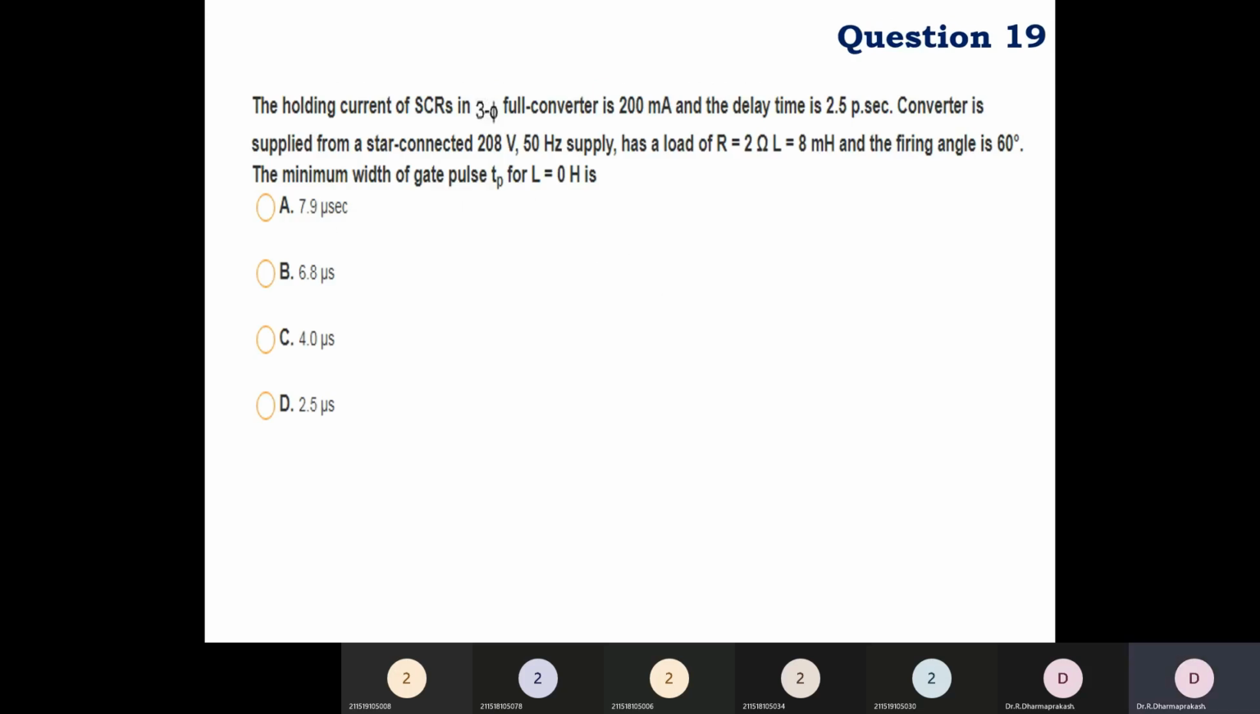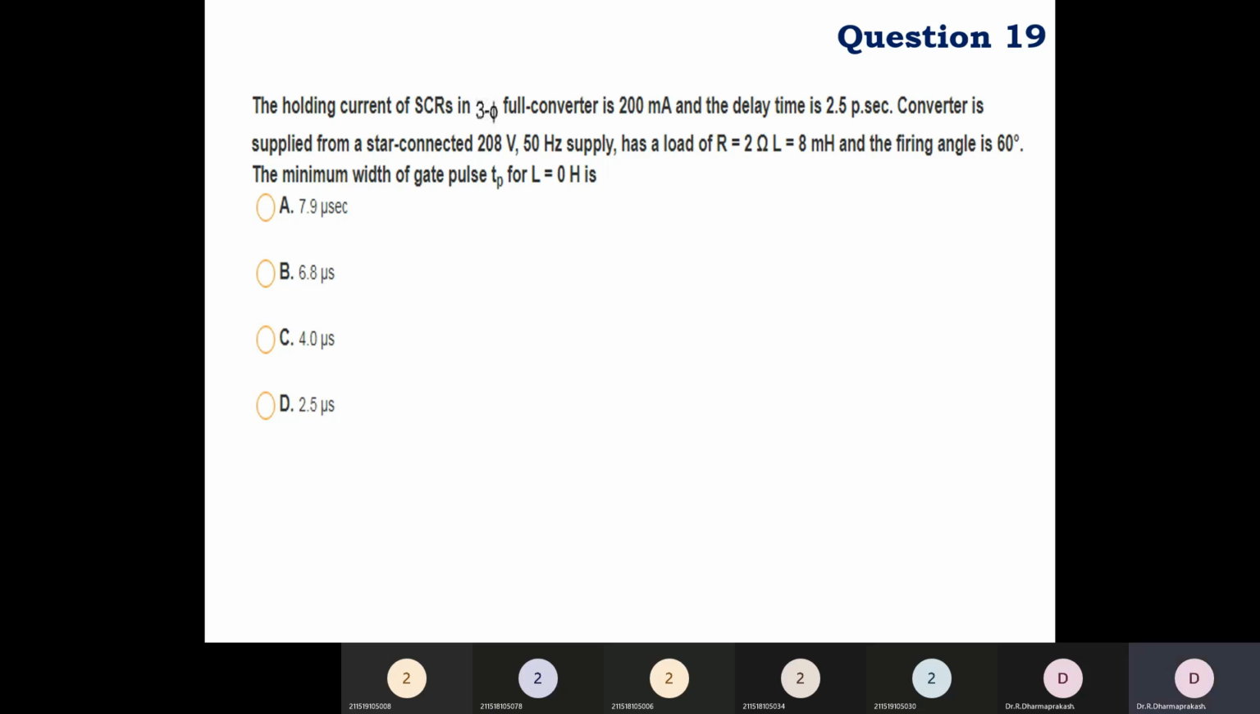The holding current of SCR in a three-phase full converter is 200 milliamperes and the delay time is 2.5 microseconds. The converter is supplied from a star connected 208 volts 50 hertz supply. It has a load of R equal to 2 ohms, L equal to 0, and the firing angle is 60 degrees. Find the minimum width of the gate pulse for L equal to 0.